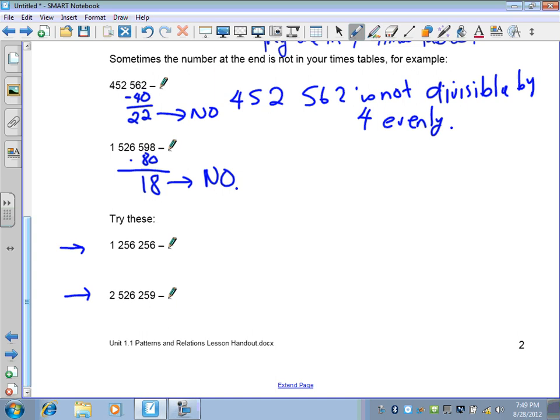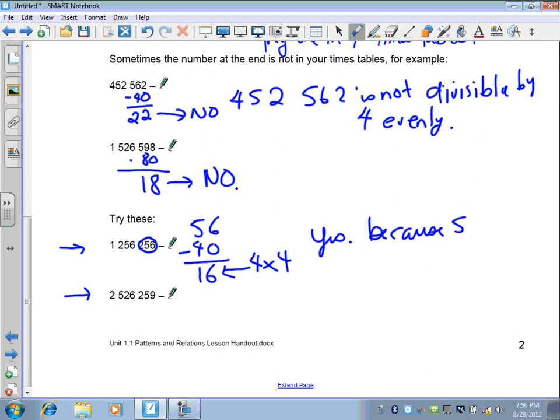Okay, you should have these done now. So first thing we're going to do is we're going to check 56. So 56, take away 40, gives me 16. This is 4 times 4. So the answer to the question is 1,256,256. Is that divisible by 4 evenly? The answer to that is yes. Why? Because 56 is divisible by 4 evenly. Now let's check the next one.